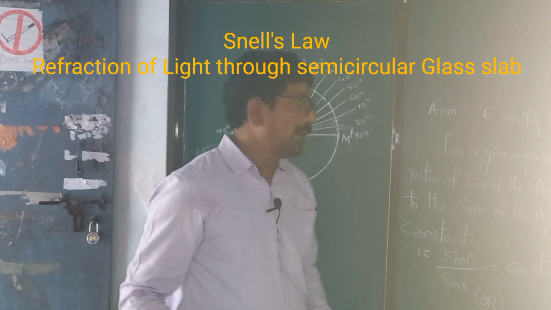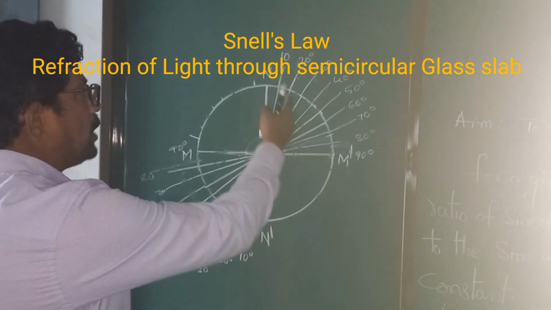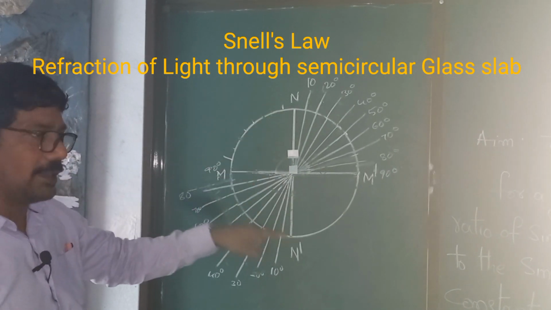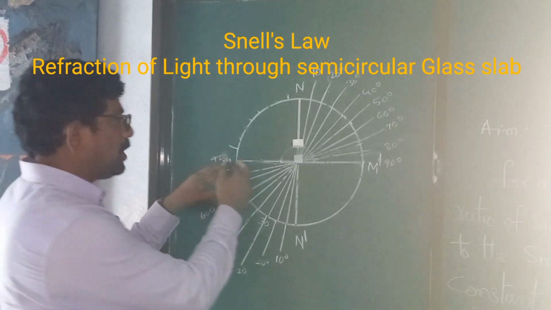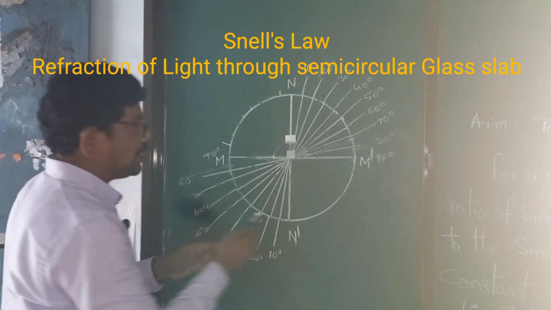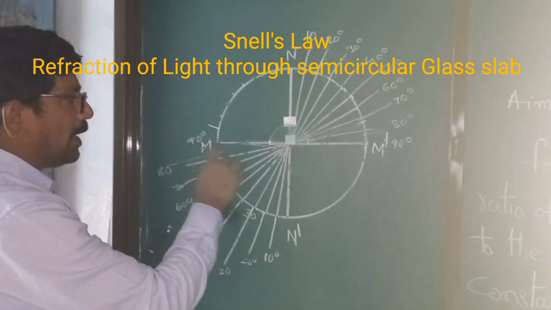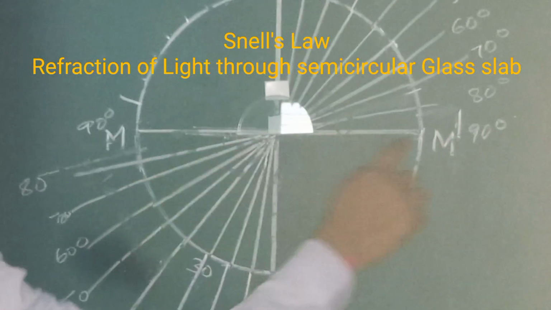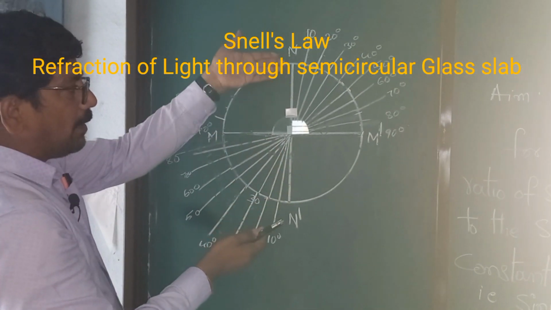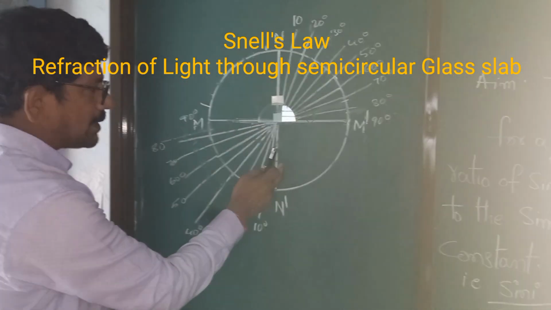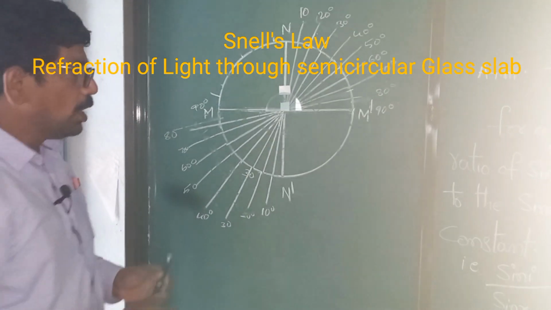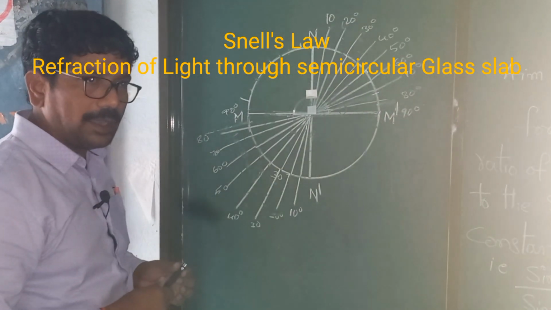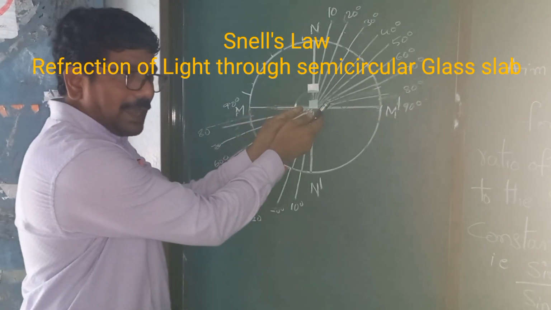First, mark 360 degrees using the circular protractor on the blackboard. Draw two mutually perpendicular lines, M dash and N dash. M dash shows the interface. I placed the glass slab such that its base coincides with M dash. Below and above the glass slab there is air, so light is traveling from air to glass slab. I marked 10 degrees, 20 degrees up to 90 degrees on either side using the protractor, and fixed the glass slab with tape.